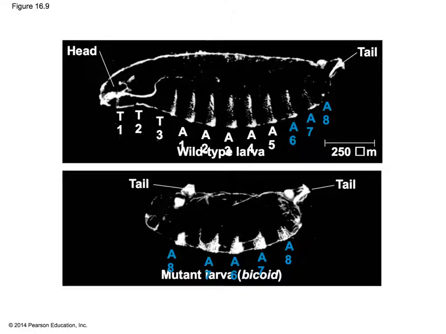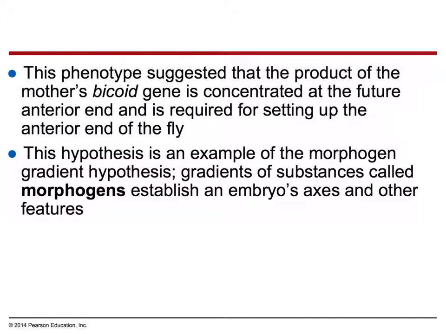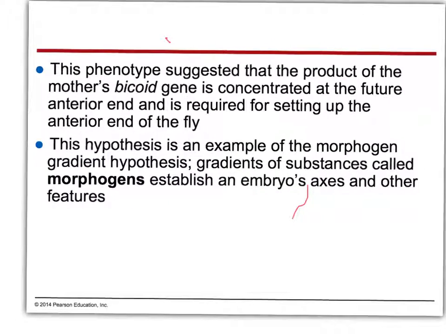So this showed that the amount of bicoid at the anterior end of the egg would determine whether or not there's an anterior portion to it. Because there is no bicoid in the mutant, you end up with 2 posterior segments, which would not be compatible with development beyond that. So this suggests that the product of the mother's bicoid gene is concentrated at the future anterior end and is required to set up the anterior end of the fly.